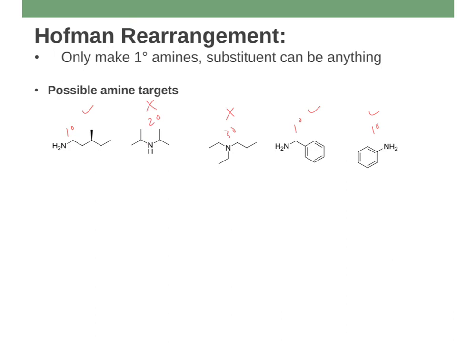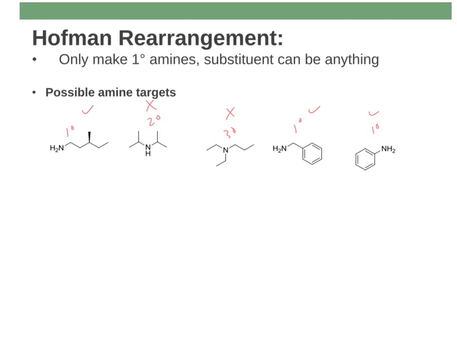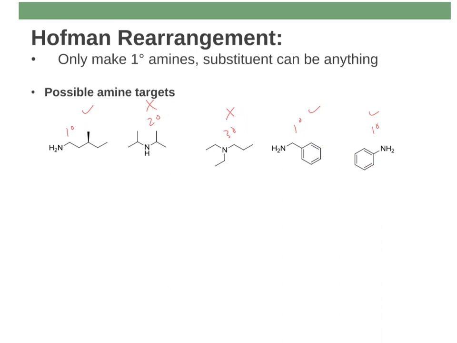You could use Hofmann for any of them. And the idea is that you just make the amide with that group on it. So let me show you what I'm talking about. If I wanted to use the Hofmann rearrangement on this one, I would basically just redraw the R group that I wanted.